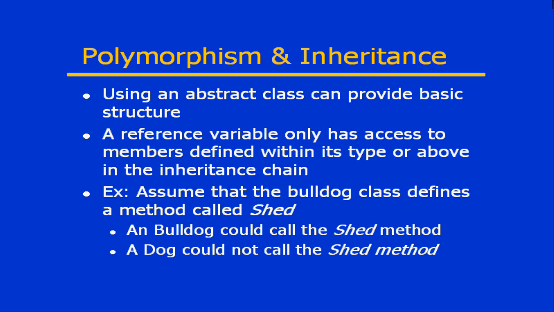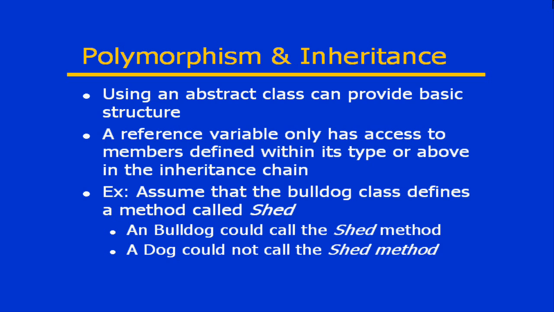One thing to consider when taking this approach, however, is that any reference variable that you define will only have access to the members that are specifically defined within that particular type or above in the inheritance chain. For example, if I have a type, basically typed as dog, I would not be able to access any of the members that are specifically defined in bulldog. I could only access the members that are defined in dog.